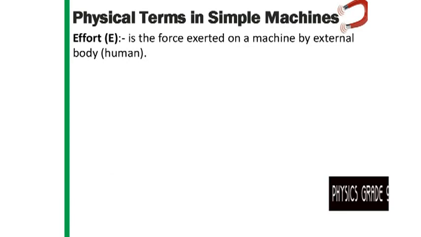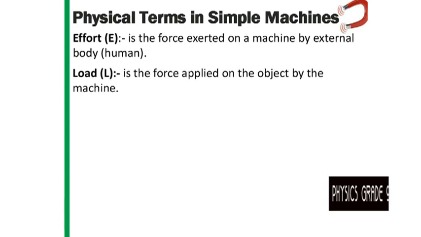Let's begin by looking at some of the physical terms which we have in relation to the topic on simple machines. The first of these that we're going to look at is the term effort, which is given the symbol E. So what exactly is effort in relation to machines? Well, effort is the force exerted on a machine by an external body. So, for example, the force exerted on a machine by you would be classed as an external body, as a human being who's exerting a force.